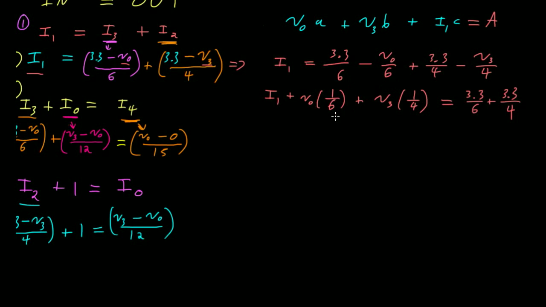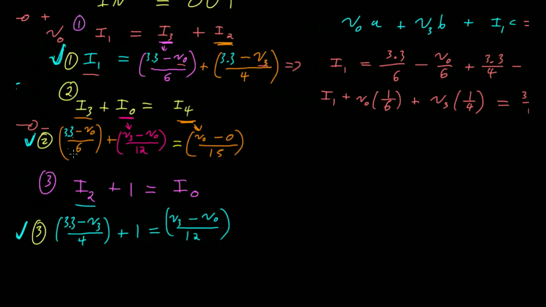If my end goal is to put this into a calculator, I'm done. I've got I1 times a constant; my constant here is just 1. V0 times another constant; that constant's just a sixth. V3 times another constant; that constant's a fourth. And then everything over on this side of the equation is a constant: 3.3 over 6 plus 3.3 divided by 4. So I'm done. I've rearranged this equation exactly the way I want it to be.